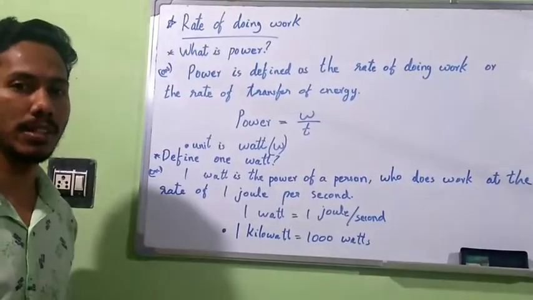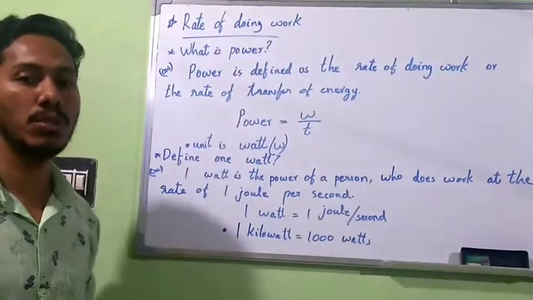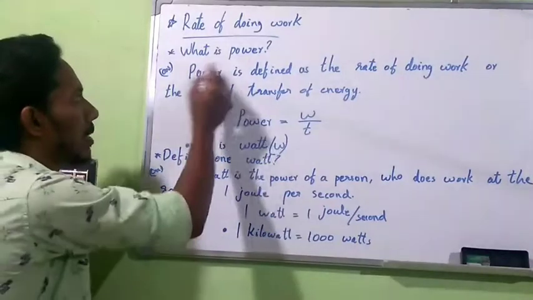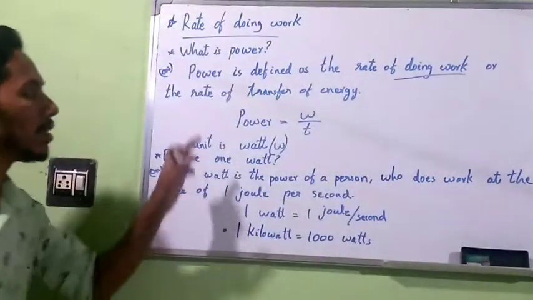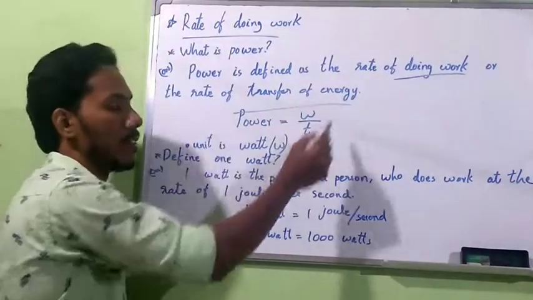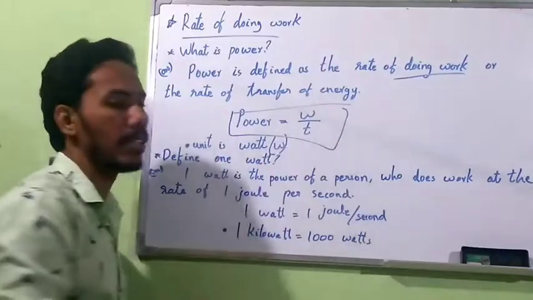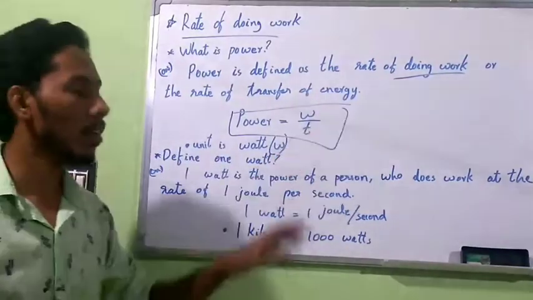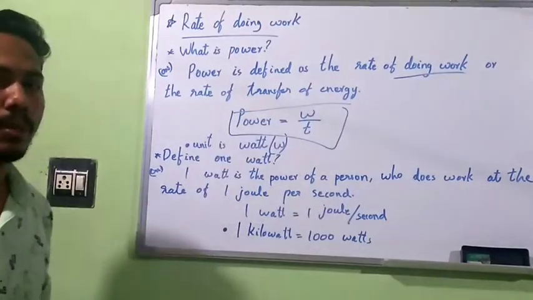Then what is the rate of doing work? In the previous topic we discussed work, but the rate of doing work is known as power. Power is defined as the rate of doing work or the rate of transfer of energy. The equation is power is equal to W by t, work divided by time.